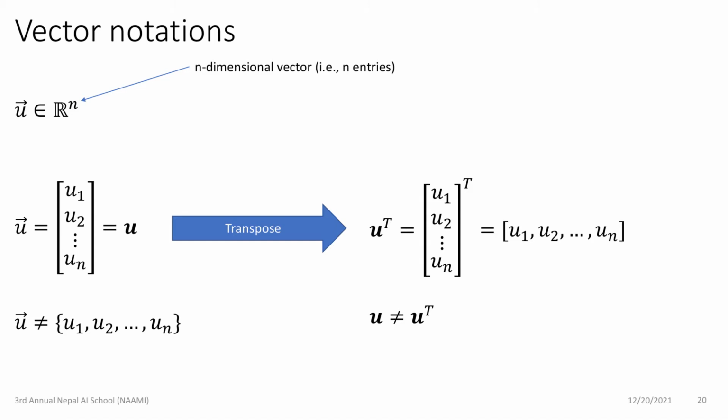There is something called a transpose of a vector, which is basically putting it on its side. A transpose of this vector u would make it from a column vector to a row vector. And of course, an important point here is that the transpose of a vector is not necessarily equal to the original vector.